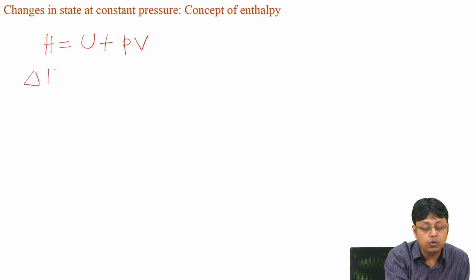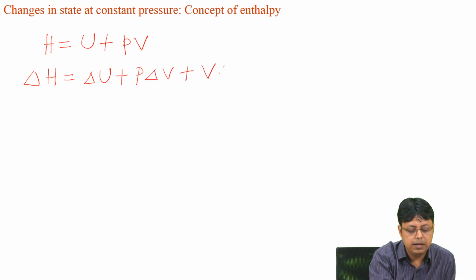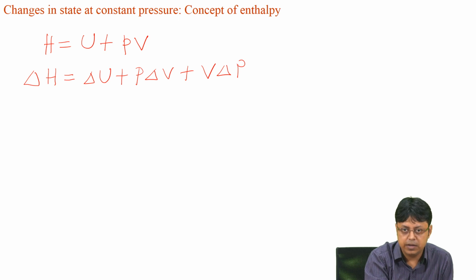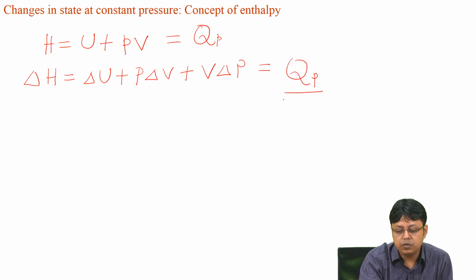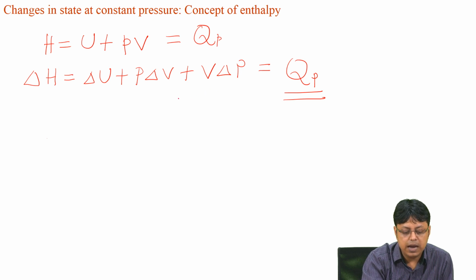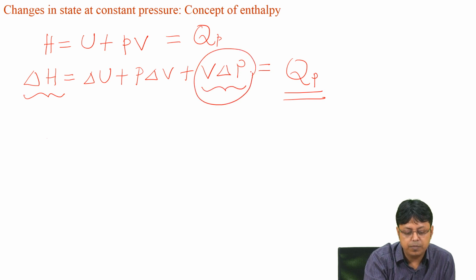the differential or the total differential of enthalpy, it must be equivalent to delta U plus P delta V plus V delta P. This is using the chain rule of differentiation. Now, remember that this is equivalent to QP or heat change at constant pressure. Now, since this is equivalent to heat change at constant pressure, when we write delta H, for a constant pressure process, we can actually drop this term. So, we can write delta U plus P delta V is nothing but QP.